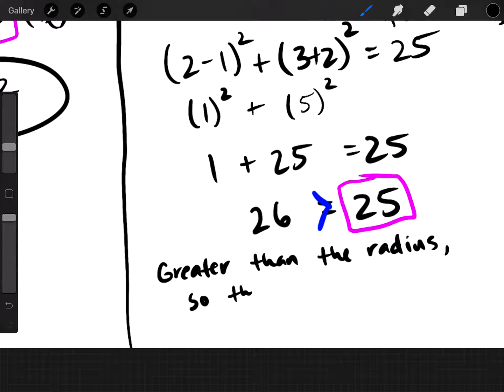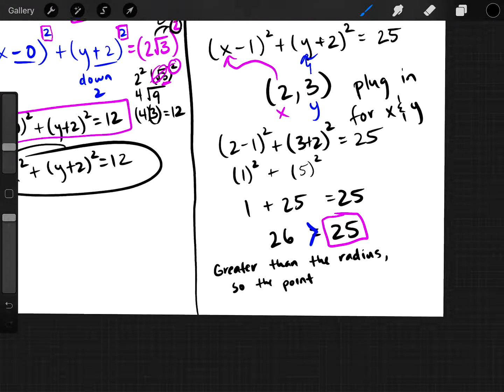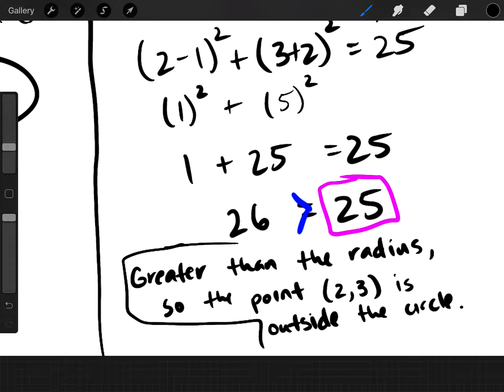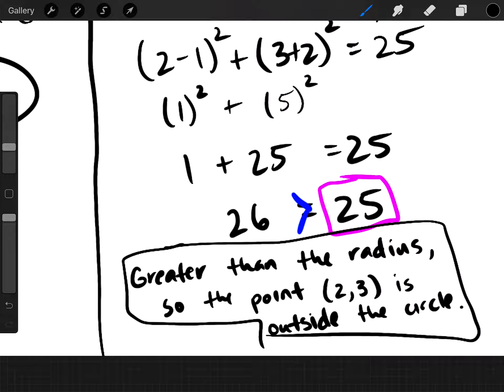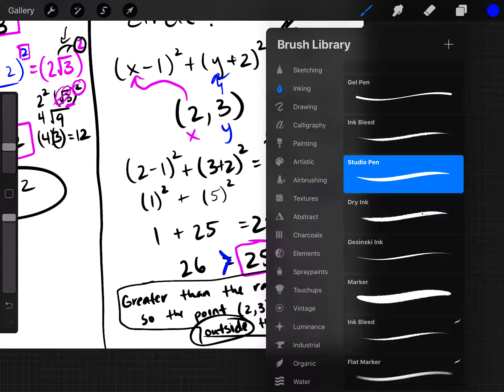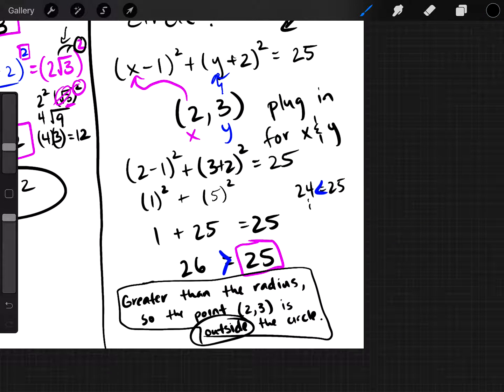So what we're going to say is, since 26 is greater than 25, let's just say greater than the radius, so the point we plugged in, (2, 3), is outside the circle. And I do want you to put some sort of explanation there.